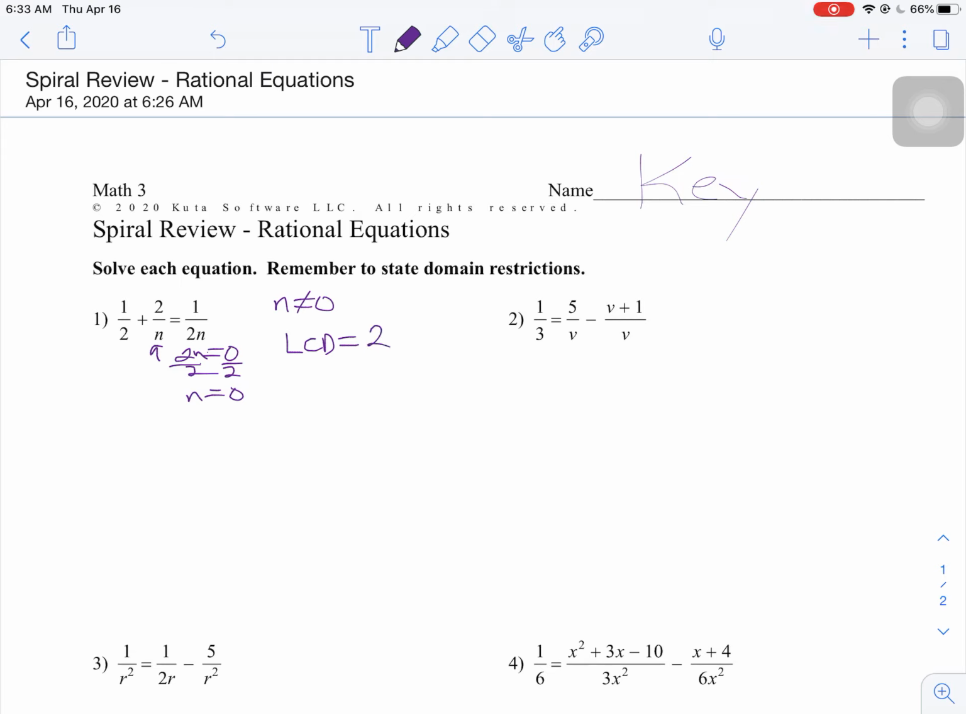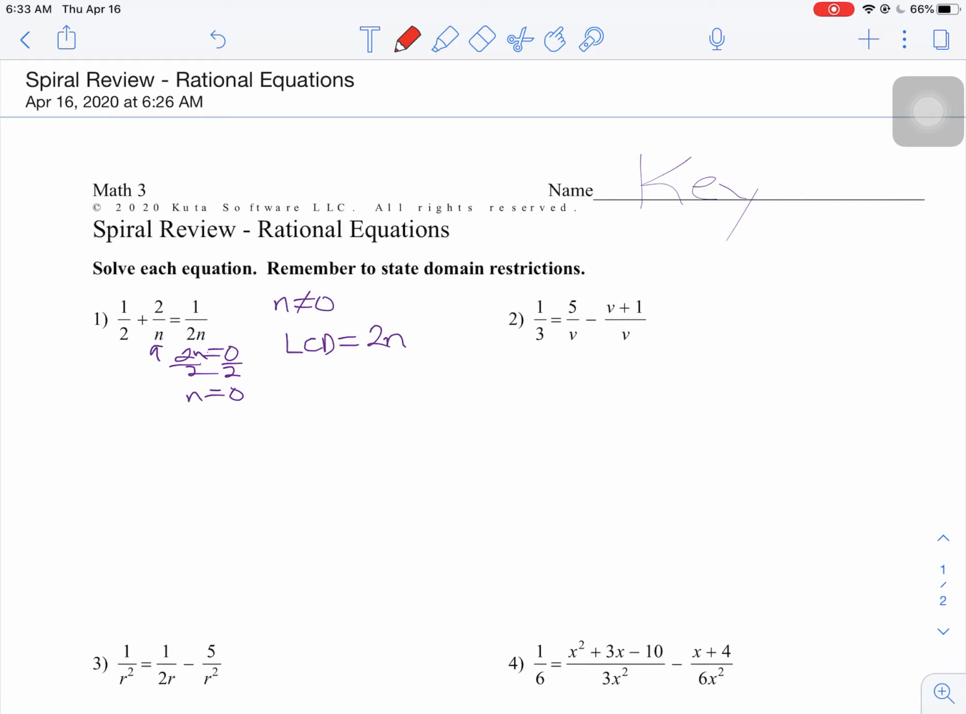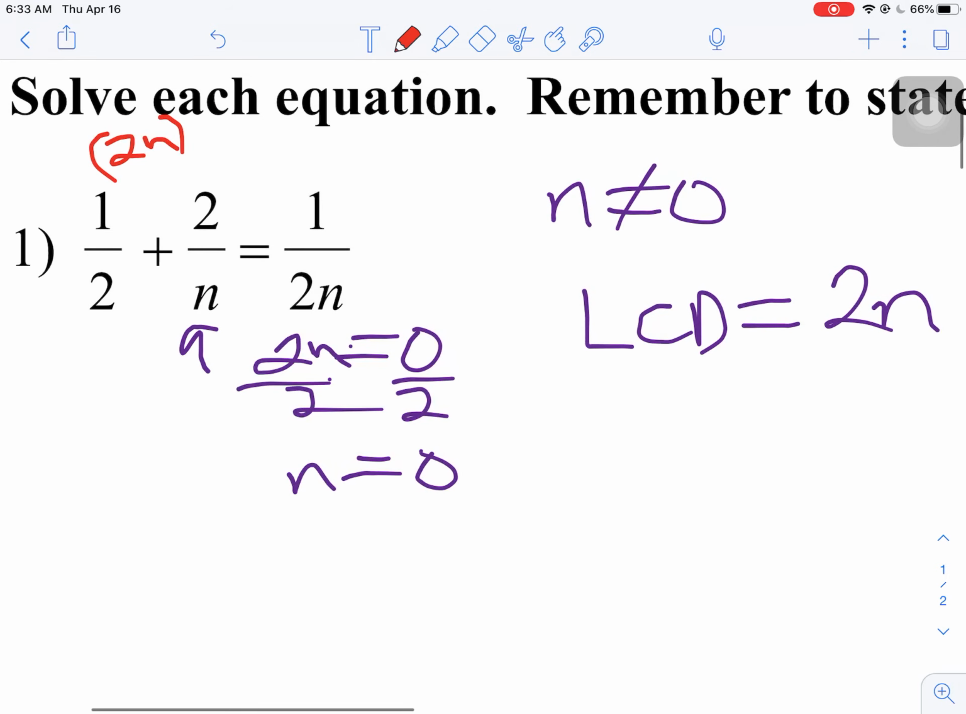So as far as the number part of the least common denominator, we're going to go with 2 because that's the only thing there. And then the variables, there's just a single n. So 2n is our least common denominator. So we're going to multiply every fraction by 2n. Let me zoom in a little bit here. So everything's getting multiplied by 2n. And again, the whole point of doing this is to cancel out the fractions so that we don't have to deal with any fractions at all.